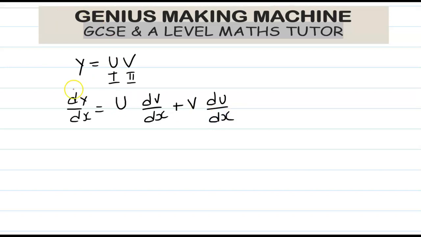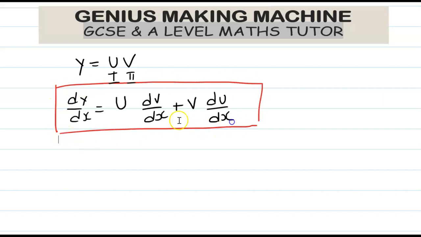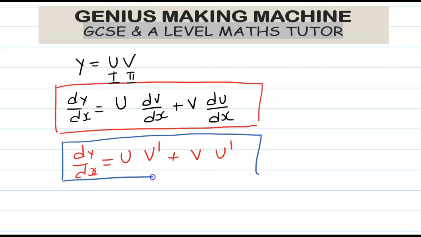In a simple way, you can understand like this as well. dy over dx, so u dv over dx, we can write down v dash, and then it is v and it is u dash. Okay, so it's up to you how you want to remember. Okay, now let's see how we are going to solve the questions. So let's take question number 1.